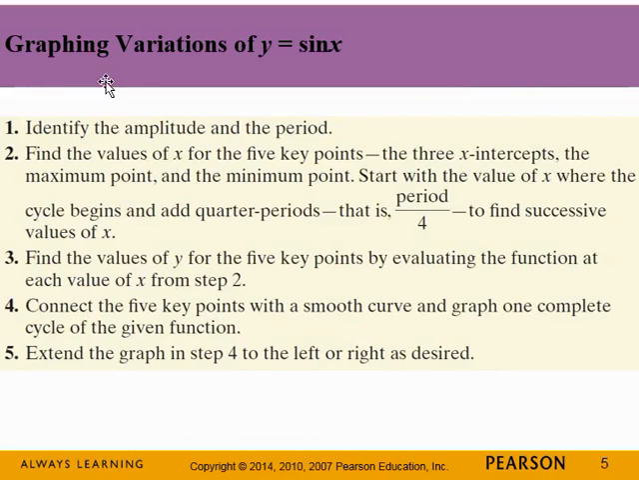So graphing of variation. Step 1 is to find the amplitude and the period. Step 2 is to find the values of x for the 5 key points, so your 3 x-intercepts, the maximum, and the minimum. So you start with the value of x where the cycle begins, and your quarter period, so you want to do your period divided by 4. Since you found your period in step 1, that's fine. Step 3 is to use those values to find your 5 key points. Connect your 5 key points and then extend your graph.